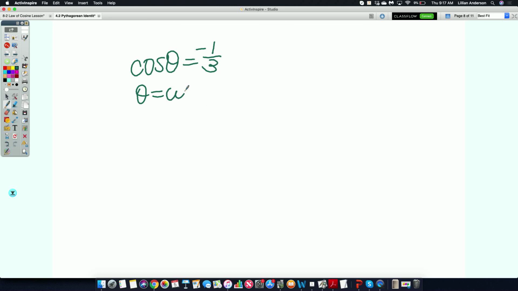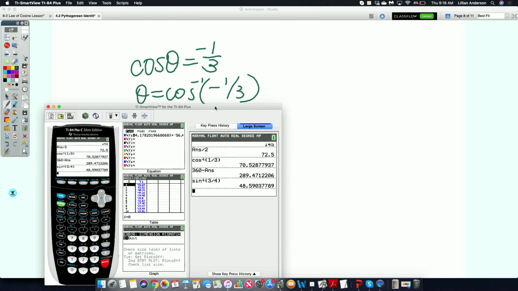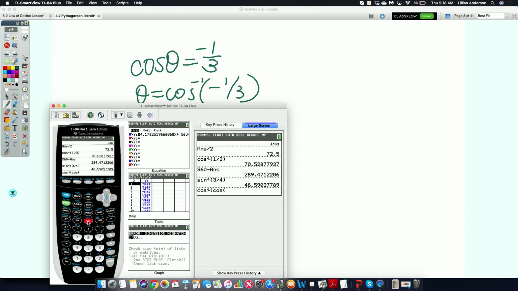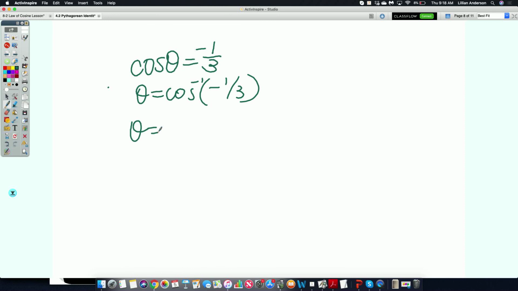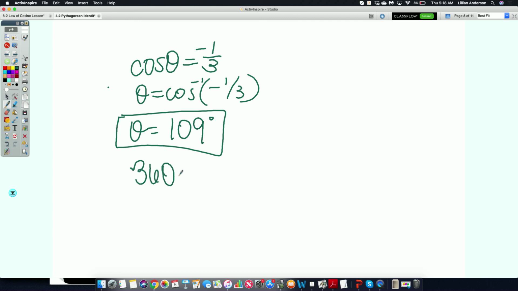we know that we would do cosine inverse of negative 1/3. Do that in your calculator right now. What do you get? 109. Okay, so you get 109. So you get the angle that is in your second quadrant. Okay, so then to get the one that's in my third quadrant, if I do 180 minus that, that's going to give me a first quadrant angle. You would have to do your 360 minus 109 to get your angle that's in the third quadrant.